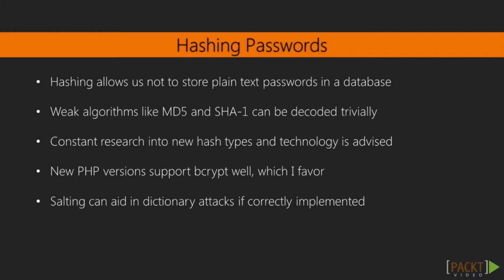So constant research into new hash types and technology is advised by me. If you're creating a web application or whatever application you're creating, it's always best to upgrade to whatever you think is suitable. Don't go into a technology too fast if it's fairly new. Look at papers and make an informed decision, research heavily into new technologies. New PHP versions support bcrypt well, which I favour and I think people should use. Salting can aid in dictionary attacks if correctly implemented, and I'll be talking more about these in detail later.